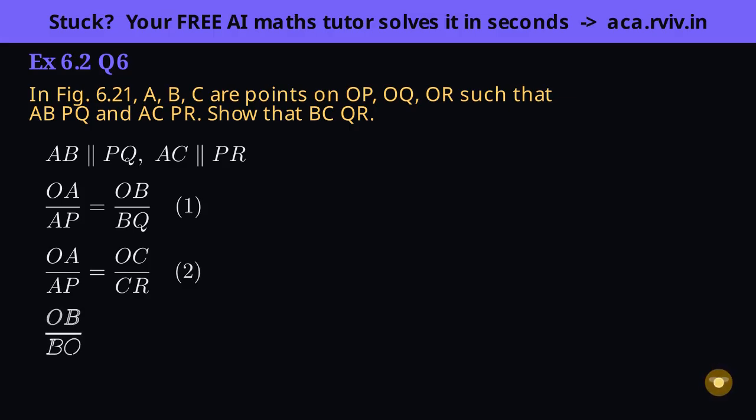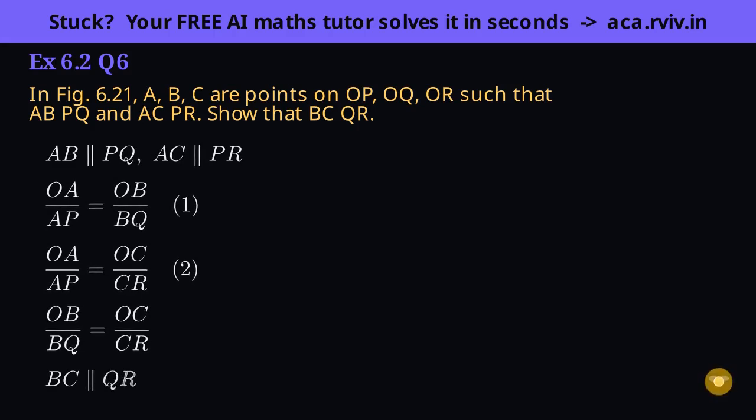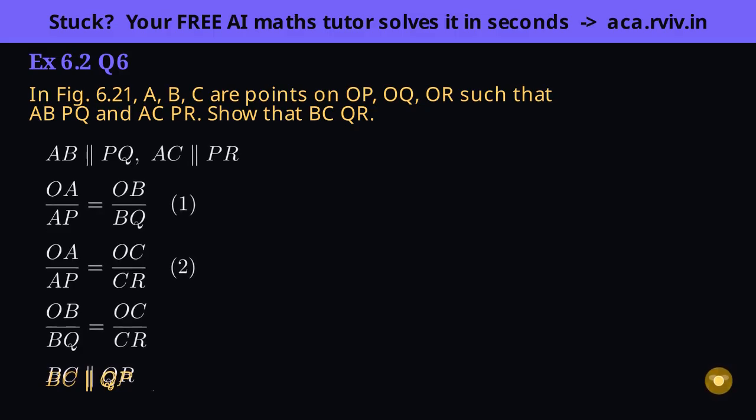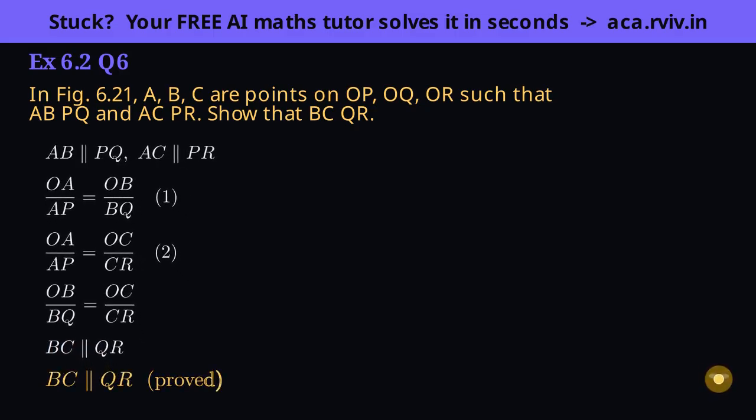Equate them: BC divides OQ and OR in the same ratio. The converse of Thales then guarantees BC parallel to QR. Insight: this is the same recipe as Q5, two Thales ratios feeding one converse conclusion.